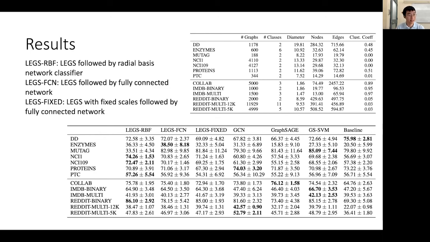So here we can see that LEGS RBF and LEGS FCN work particularly well on these top ones, which are biomedical data sets, and they work fairly well on the social network data sets, but really it's the molecule graphs where this really helps to improve things, this learning of scales.